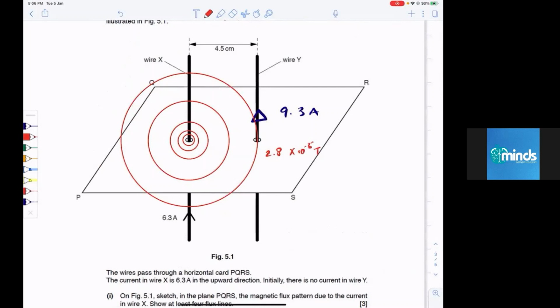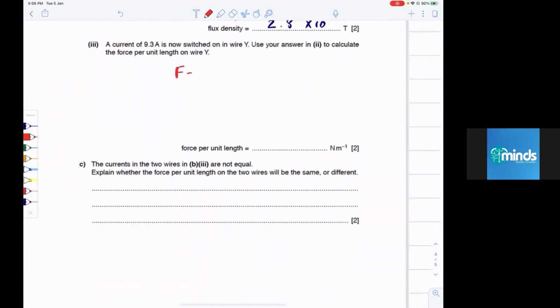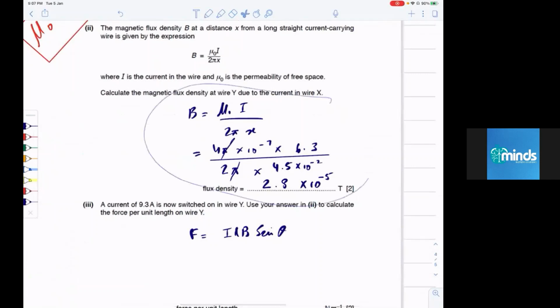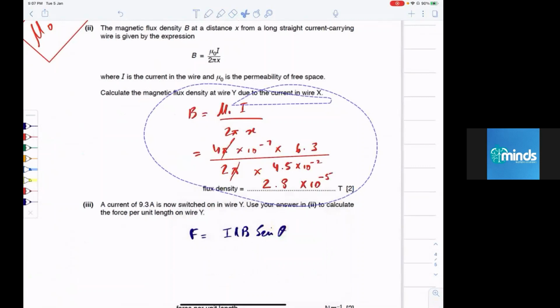Previously, there wasn't any current in wire Y, so wire Y wouldn't be experiencing any force. The moment we allow a current of 9.3 ampere to pass through wire Y, it becomes a current carrying wire in a magnetic field. So it will experience a force given by F equal to ILB sin theta. This is for wire X only.